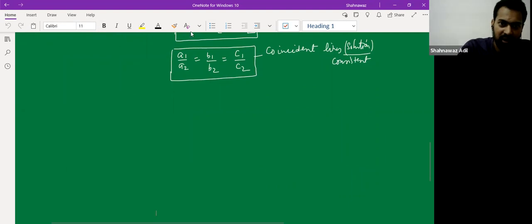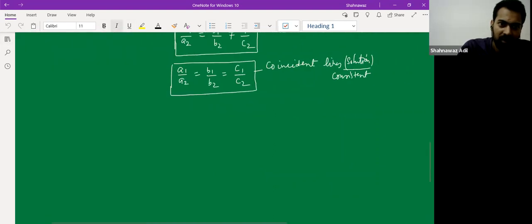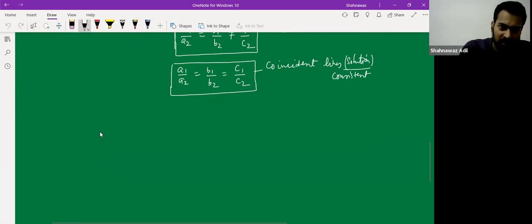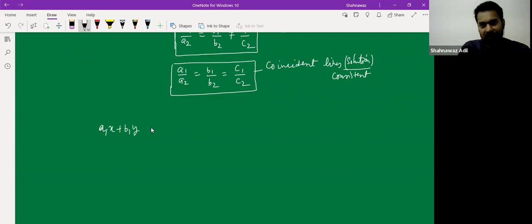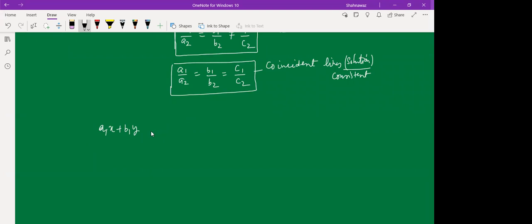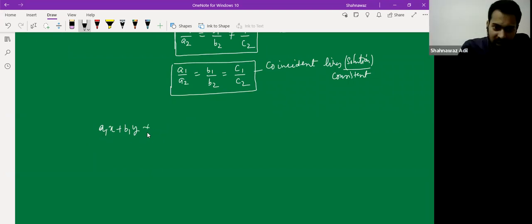Let's just recall and revise what we did. So we wrote two equations, right? We were in the second one, sir. Yes, so do you want me to revise first and then do the second one? Yeah, we can revise. So this was the equation, right? Two equations. And we solved graphically for the solutions, right?